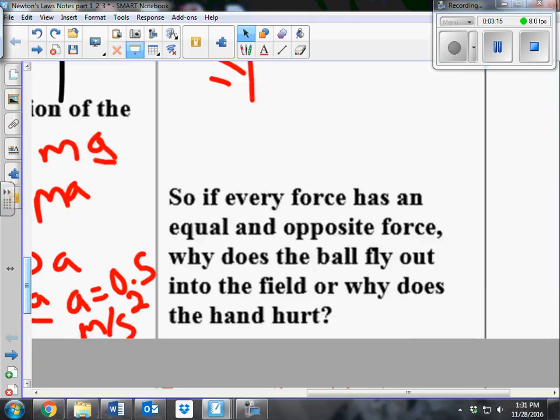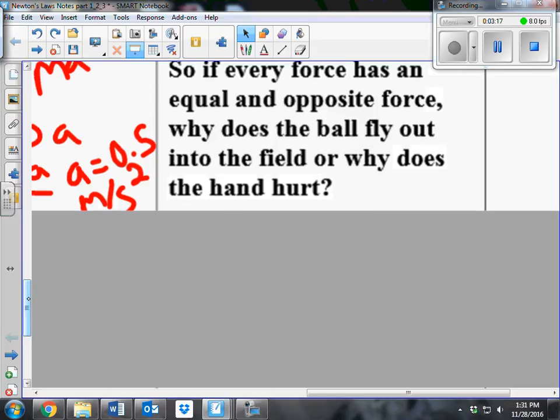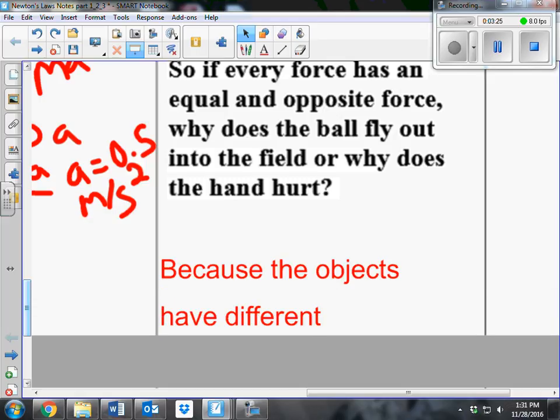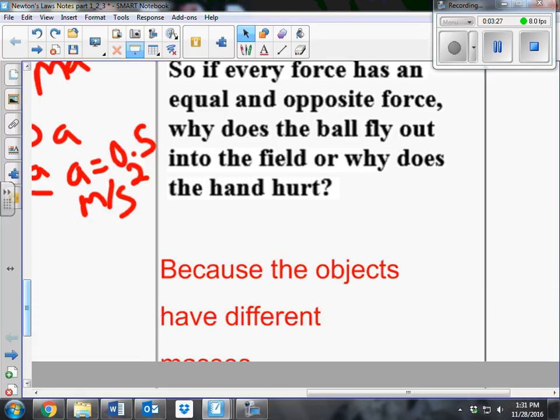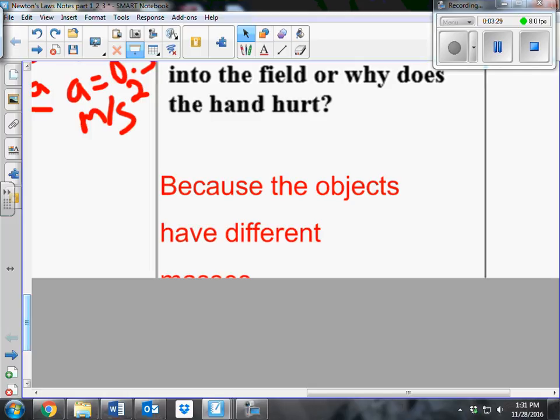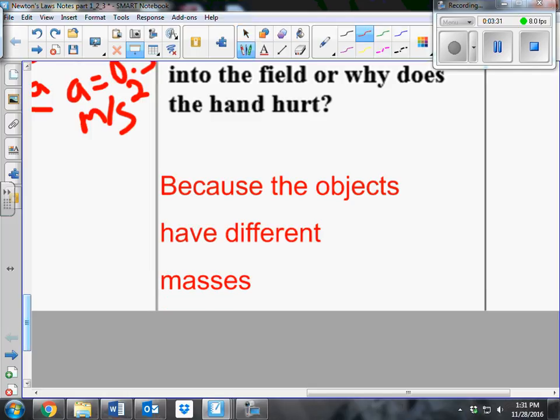So if you scroll down further in the page, it says, if every force has an equal and opposite force, why does the ball fly out into the field, or why does the hand hurt? And the reason is the objects have different mass, which means they have a different acceleration. Why? Because it goes back to Newton's second law. And as you're starting to see here, all of his laws are very intertwined. So F net equals ma, right?